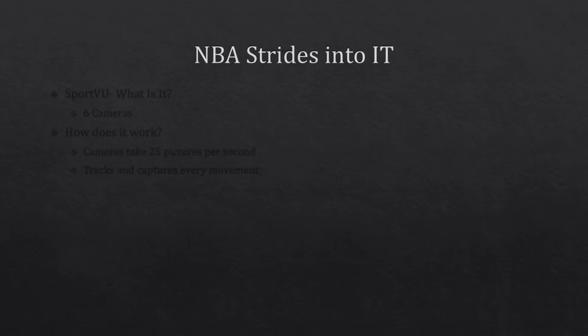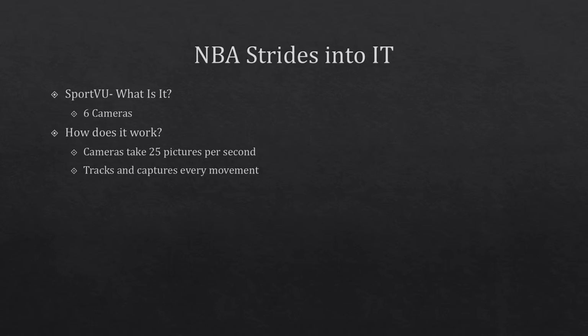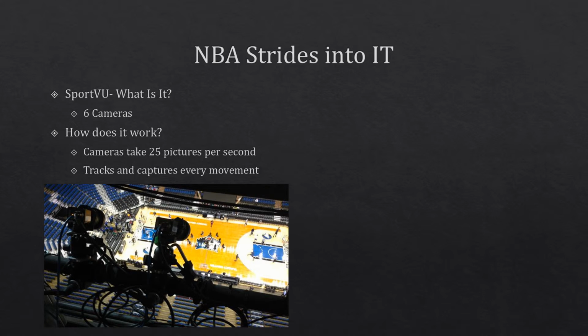How the NBA makes strides into IT. They are using what is called SportVU, which is 6 cameras placed along the catwalks of the arenas. 3 cameras are watching each half of the basketball court at one time. How it works is that the cameras take 25 pictures per second, tracking and capturing every movement. So when it came to how many passes or dribbles are needed before they made a pass or whatever it may have been, these cameras are tracking it. It gives teams and coaches more detailed information so they know what to deal with, honestly.